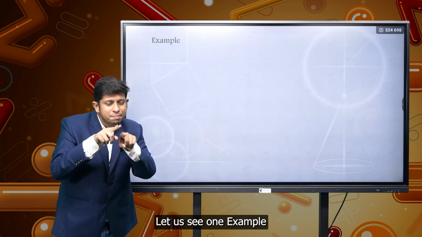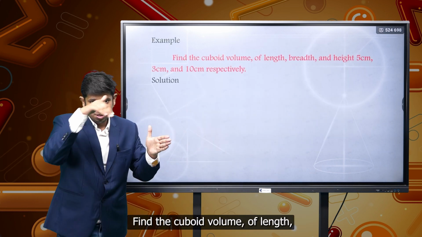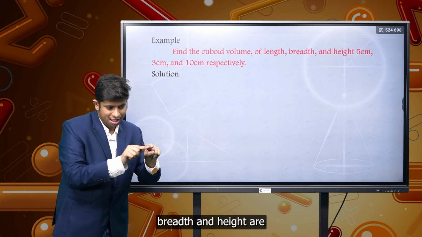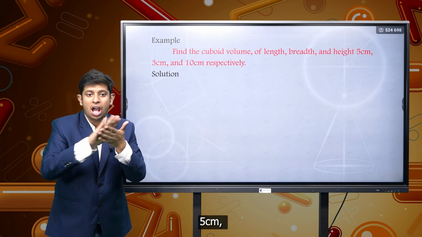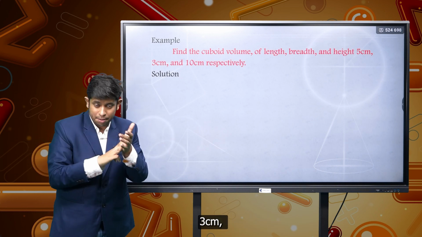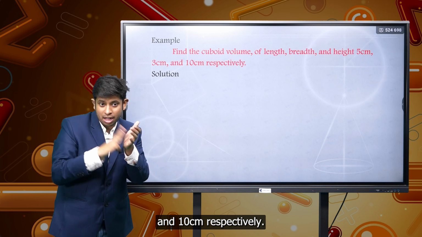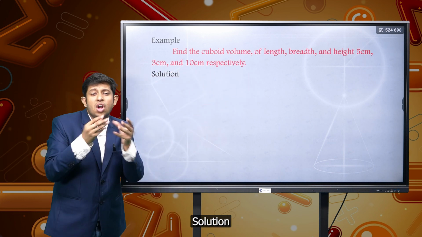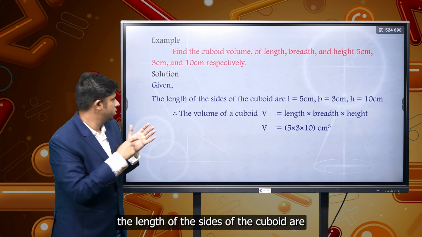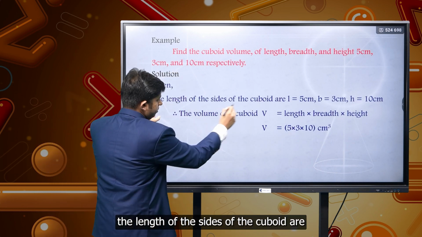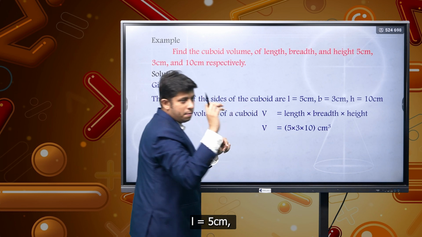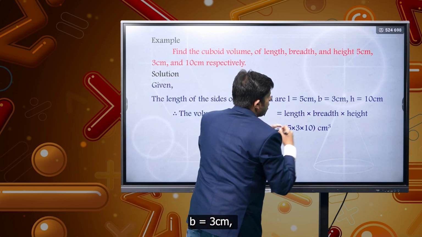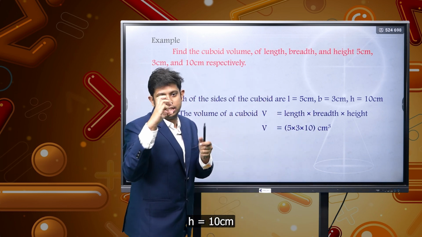Let us see one example. Find the cuboid volume if length, breadth and height are 5 cm, 3 cm and 10 cm respectively. Solution. Given the length of the sides of the cuboid are L is equal to 5 cm, B is equal to 3 cm and H is equal to 10 cm.